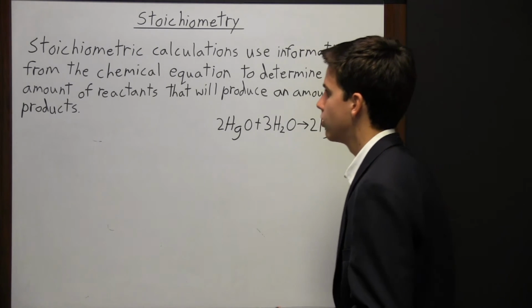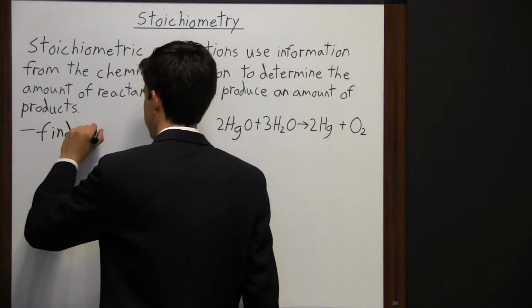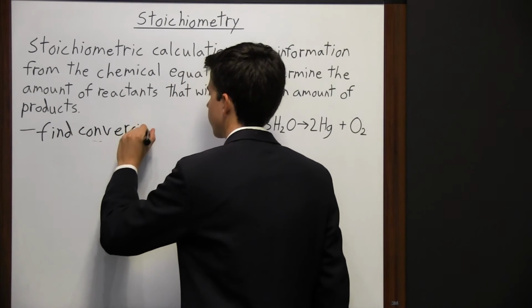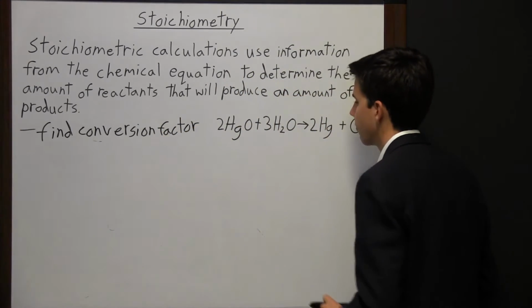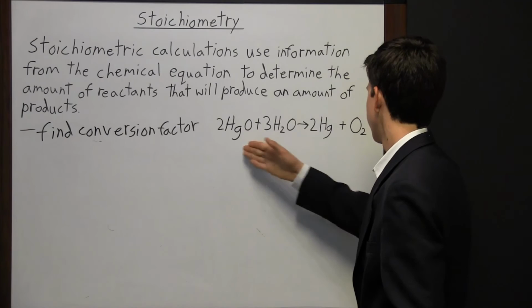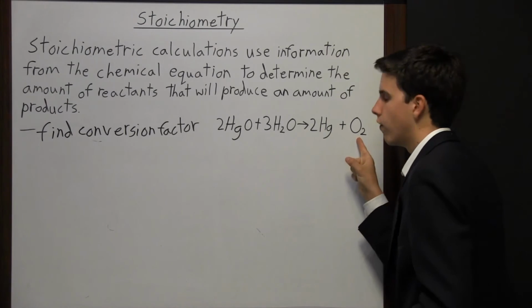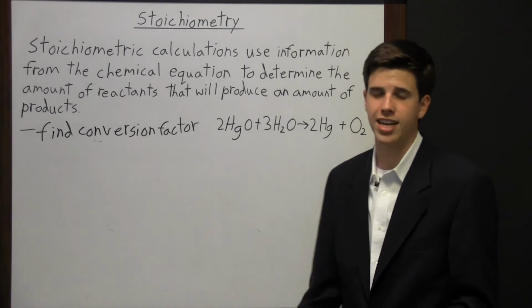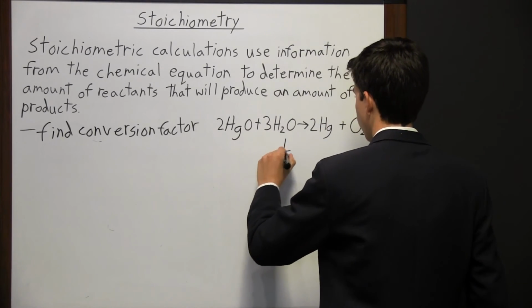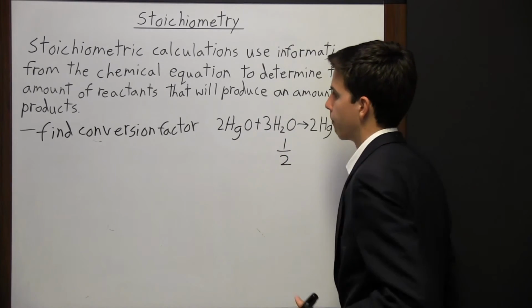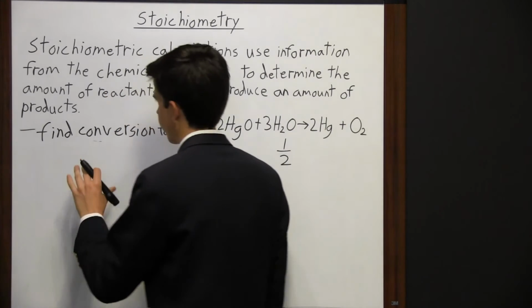So I want to take a look at how we use stoichiometry in real life. So first, we're going to find the conversion factor. And so we have this reaction right here, and we have mercury oxide here, and then we have an oxygen molecule over here. And notice the coefficient for mercury oxide is 2, and the coefficient over here is 1. So another way to say conversion factor would be to say conversion ratio. And so we have a ratio of 1/2 here of the oxygen molecule to mercury oxide.